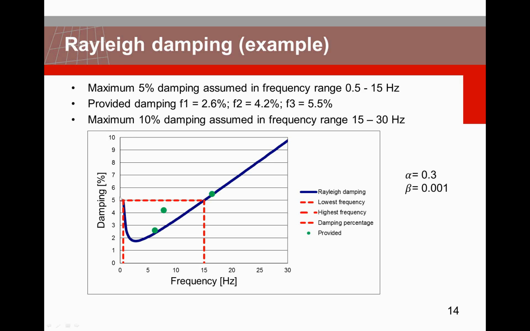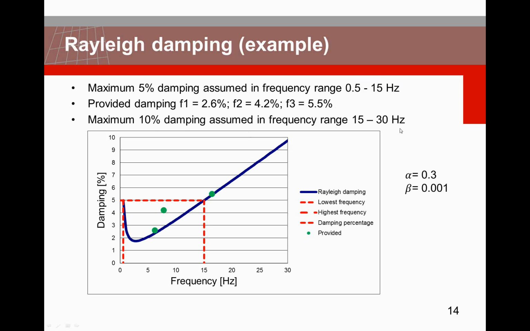So we wanted a little bit more: a maximum of 5% damping in a frequency range of 0.5 to 15 Hertz. Of course, because of the first asymptote, we cannot say we want 5% at 0 Hertz, which would maybe even be more preferable, but due to this asymptote it's not possible. So we started from half a Hertz. This is done for a seismic analysis.